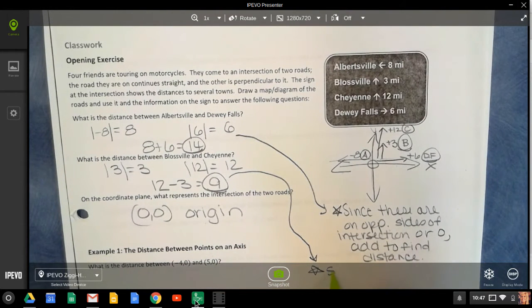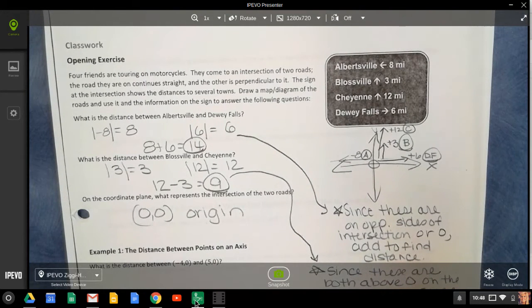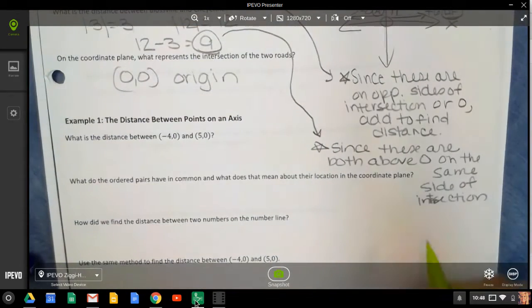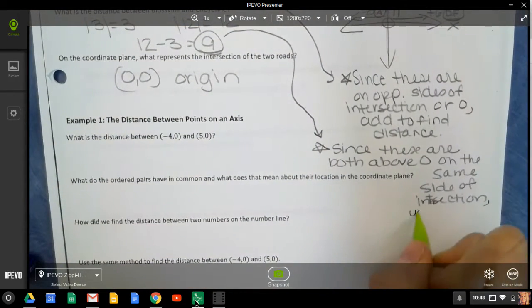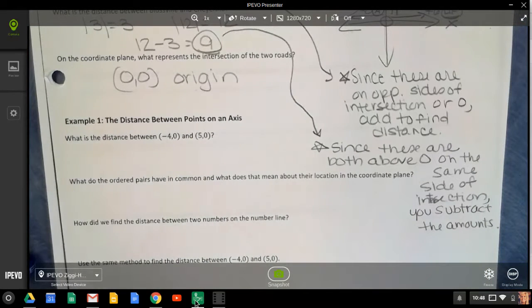Now I'm going to put another arrow going down here, and I'm going to put a little star, and on this I'm going to say since these are both above 0 on the same side of intersection, you subtract the amounts. Okay, so those are 2 statements that you're going to need to come back to often.